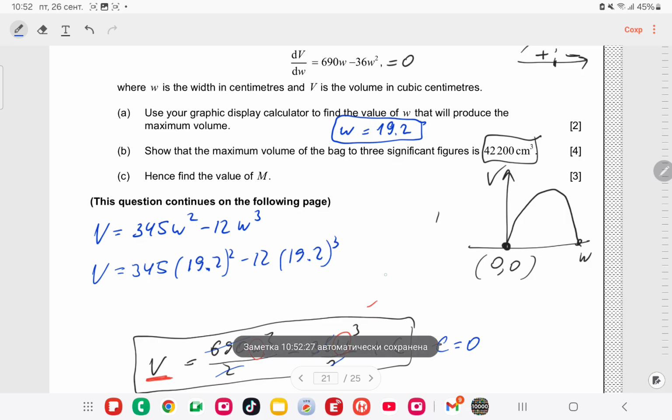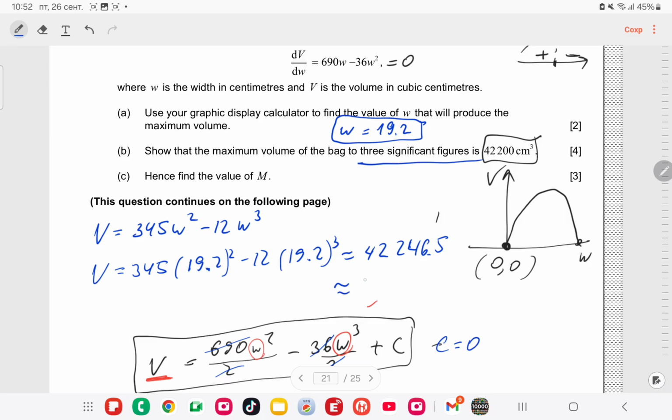Using the calculator we can obtain the value of 42,024.2465, but to 3 significant figures, because it says to 3 significant figures. If we round it, it will be the same value as given, right? So these two answers connect.